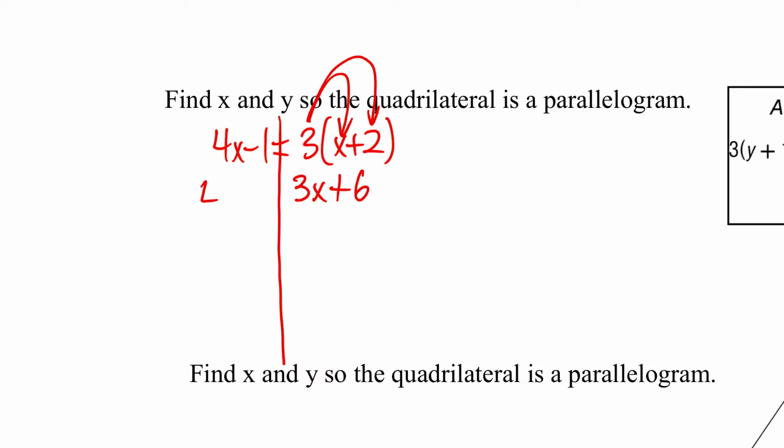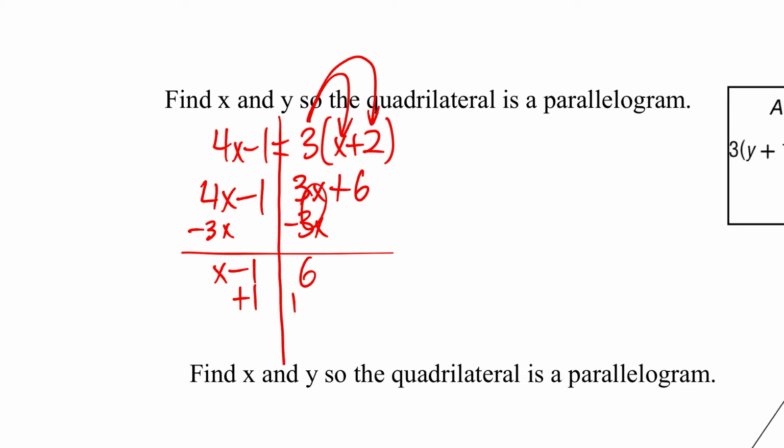3x plus 6, and on this side we still have the 4x minus 1. Okay, good. Let's get our x's together. So I'm going to subtract 3x on both sides. This gives us x minus 1 equals 6. Add 1. And x equals 7.